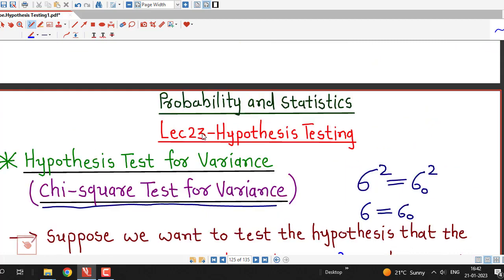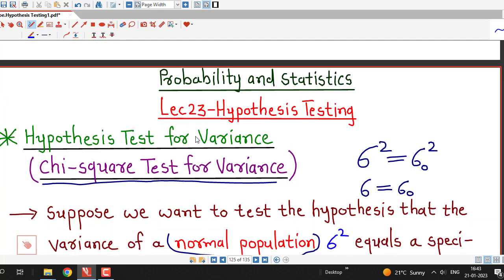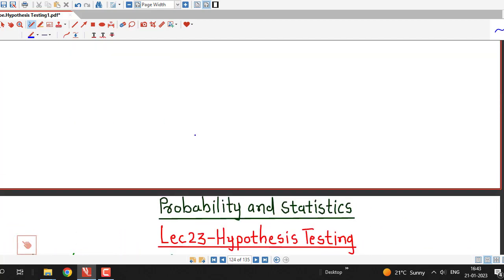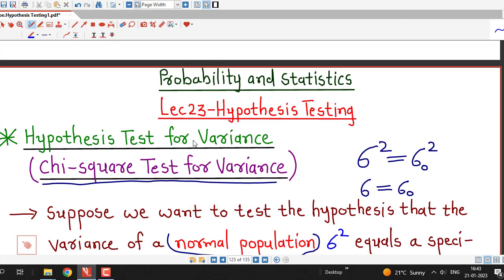So in this way we can understand the hypothesis test for population variance, and here we are considering only one population, so this we can call a hypothesis test for single population variance, or one sample variance test, or chi-square test for variance. So in the next lecture we will discuss some problems related to this hypothesis test for variance.